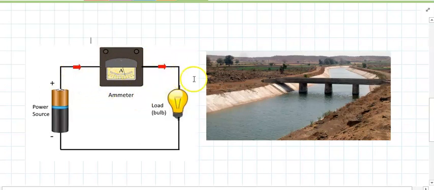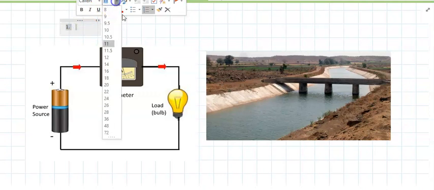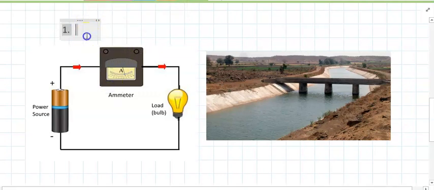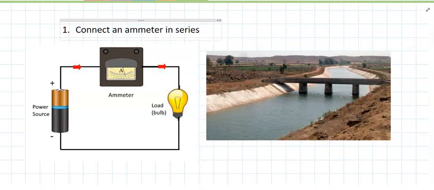And we say that it's in series with the rest of the circuit because, as you know, in a series circuit, you just have one continuous loop of wire with everything in that loop. So that's the first thing if you want to measure your current. You need to connect an ammeter in series with the circuit.